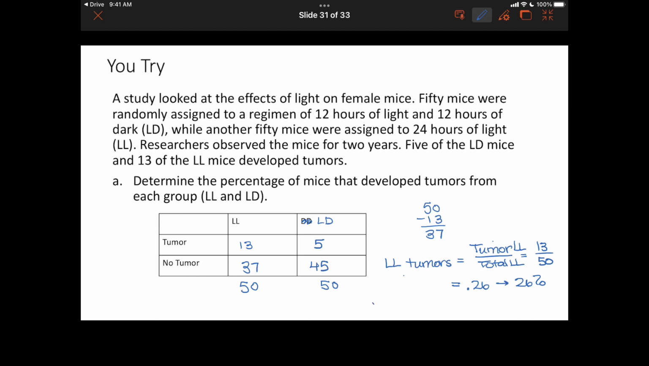What about the LD group? Well, I'm going to do the same thing looking at the LD column. So I have 5 out of 50, or 0.10, which gives me 10% of the LD mice developed tumors.